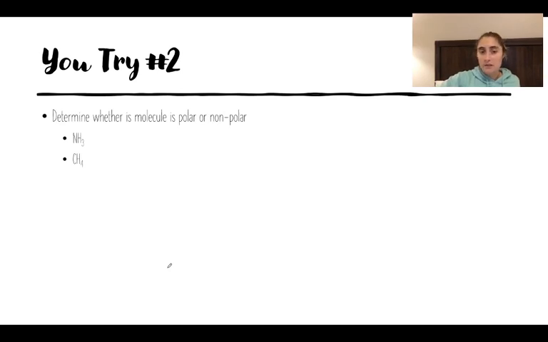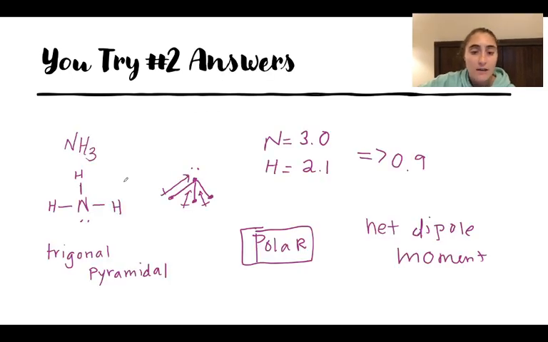Okay, so you're going to give this a try. Determine whether the molecule is polar or nonpolar, and there are two examples here. So pause and do this U-Try, and then we're actually almost done here. This is the last slide, going through these. Okay, so let's take a look.